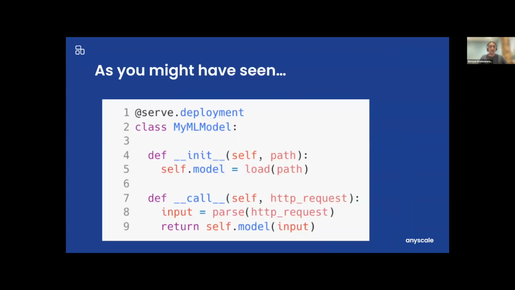So as you may have seen while working with Ray Serve, this is kind of a classic example of a Serve deployment. We have a class here, myMLModel, that loads a model when it's initialized using some sort of user-configured path. Then whenever it receives an HTTP request, it parses the request and then runs inference on the request's input using that model. Now, as we can see from this code, it's actually pretty simple to convert this model into a Serve deployment, and it's pretty concise.